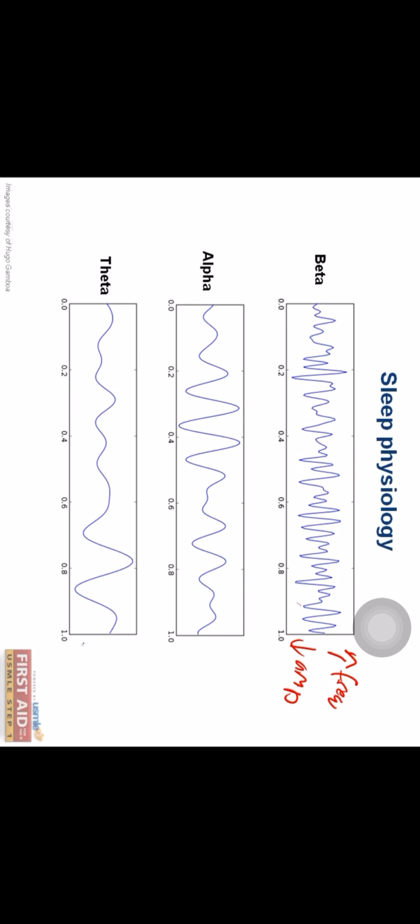Now, we talked about acetylcholine in terms of its importance for REM sleep, but which neurotransmitter is critical for initiating sleep? The answer is serotonin, and it is released from the dorsal raphe.